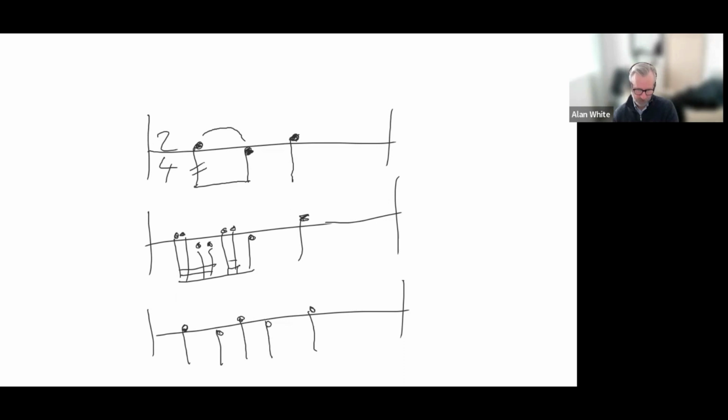translates into this, where each one of these is now a buzz. But how many beams have we got here? How many flags was it? Well, there was 3 there before. It's now 2, right? And we put a single slash through each one of these stems. We've broken this down, and we've got buzz, buzz, buzz, tap, 7-stroke roll. That's how we play it.